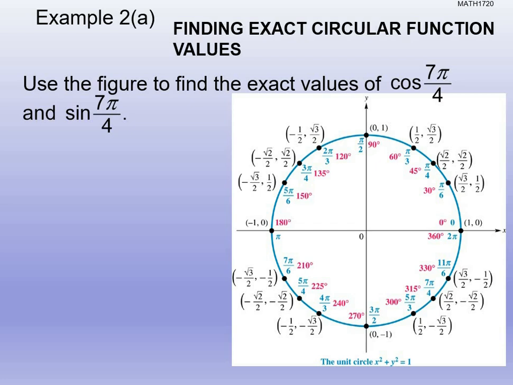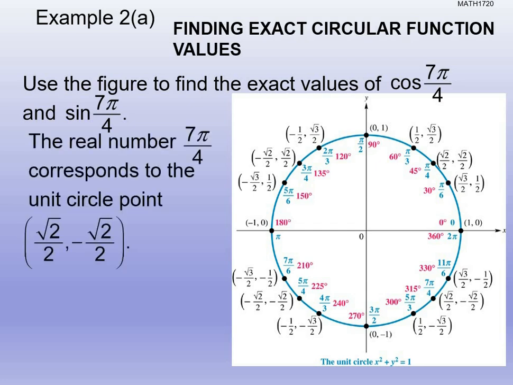Alright, so if we interpret this, we should know that cosine of 7π/4 is the x value, square root of 2 over 2. And sine of 7π/4 is the y value, negative square root of 2 over 2. Literally we're just reading the chart here and understanding what the actual values are at those particular radian values. So it corresponds to that location on the unit circle.